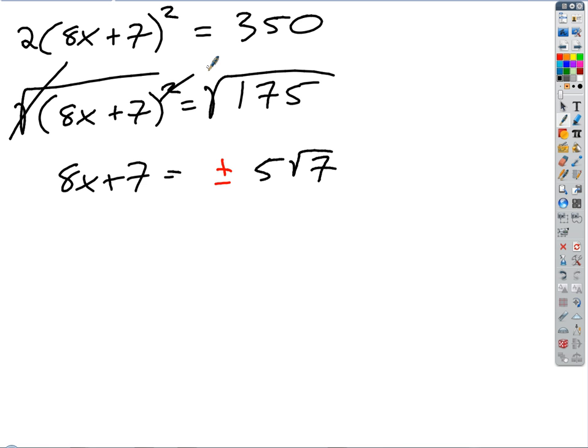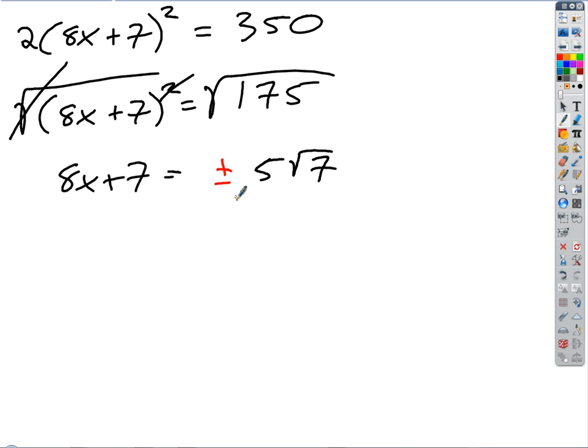So here we get the plus or minus. Now from here you have a choice. If you really want to, you can break this up into two separate equations and solve them individually. Those two equations would just be 8x plus 7 equals 5 times the square root of 7, or separately, 8x plus 7 equals minus 5 times the square root of 7. Either way, you're going to end up doing the same algebra steps twice, right? So if you really want to, you can, but here's what I recommend.